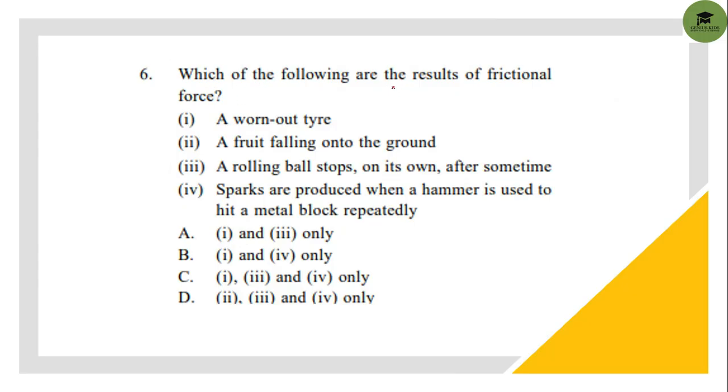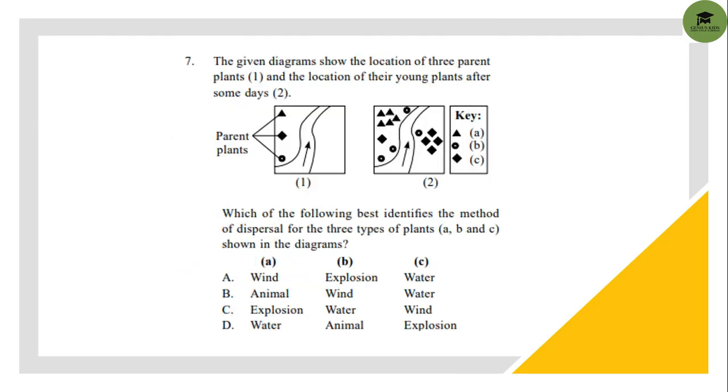Which of the following are the results of frictional force? A. Worn out tire. Yes. A fruit falling onto the ground. No. A rolling ball stops on its own after some time. This is also correct. And fourth one, sparks are produced when a hammer is used to hit a metal block repeatedly. Yes, this is also correct. So options 1, 3 and 4 are correct. So this is the C option, and then C is your correct answer.